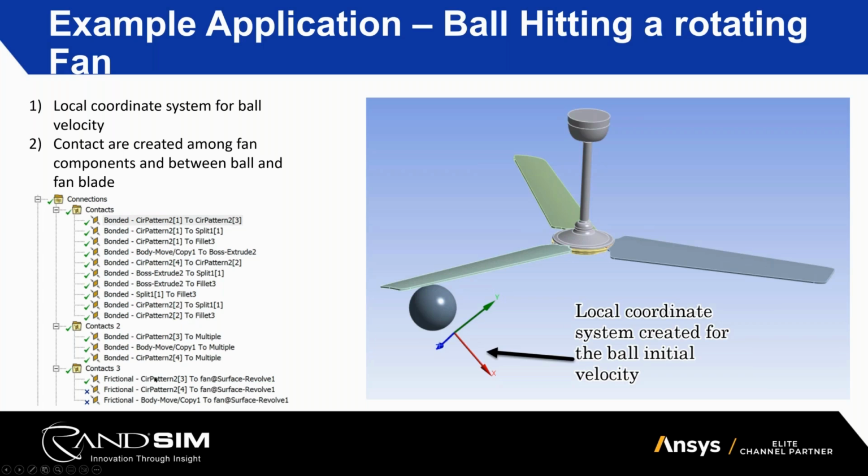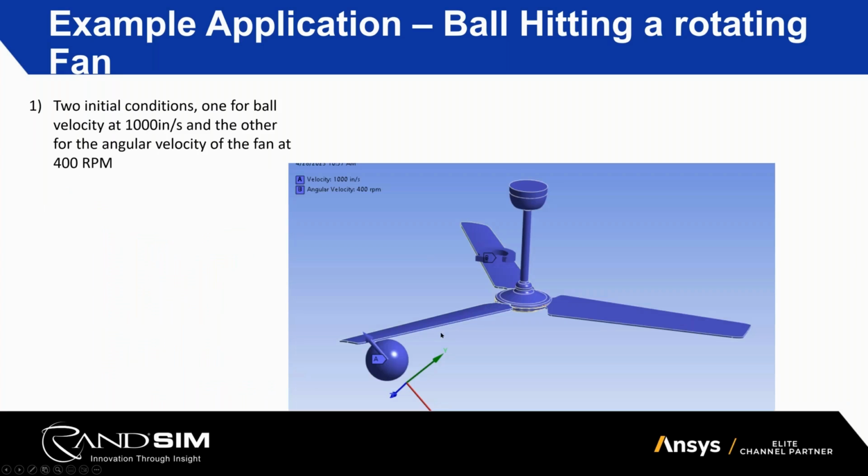I have a frictional contact here, which is between the surface of the ball and the bottom surface of the fan blade, right? Because I want that to be a sliding interface. Therefore, it's a frictional contact. Pretty simple, right? I'm going to have some initial conditions, which means I'm going to start the analysis with the fan rotating at 400 RPM. And then I'm going to start the analysis with the ball traveling at 1,000 inches per second in this orientation here with this coordinate system that I created here, right?